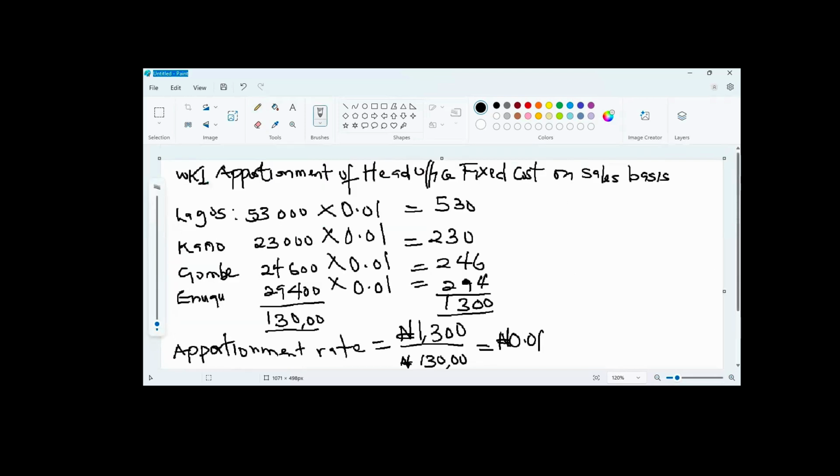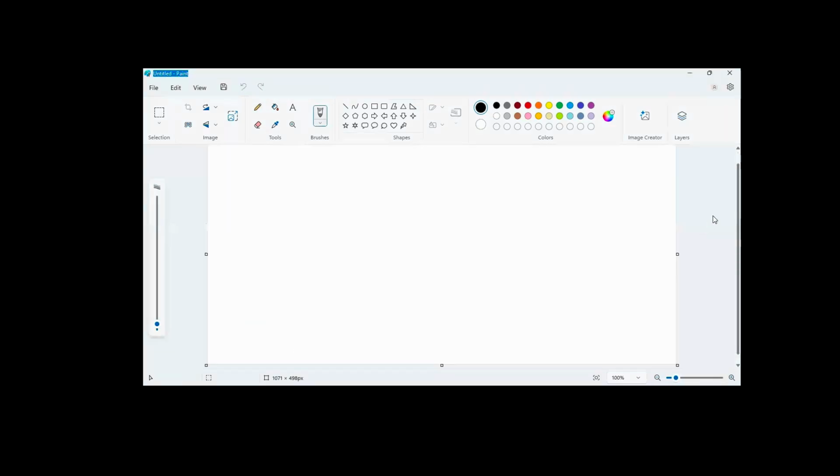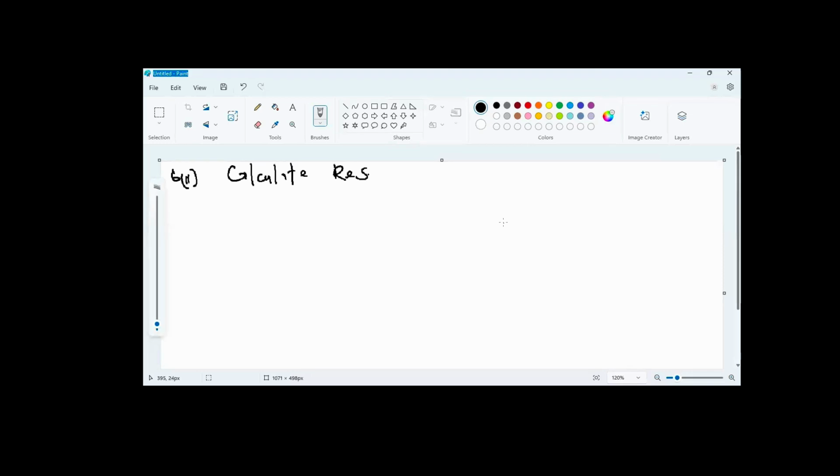Let's move to B Roma figure 2, residual income. Can you see my whiteboard being shared? Yes, sir. All right, we move to B Roma figure 2. You want to calculate residual income at 7.5% cost of capital.